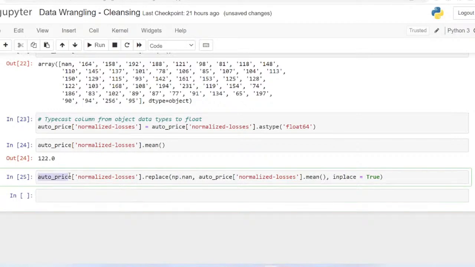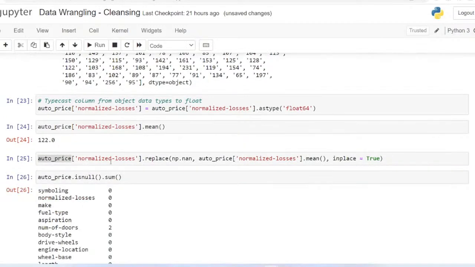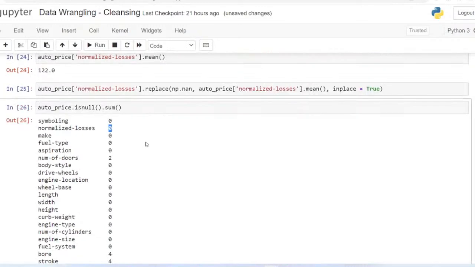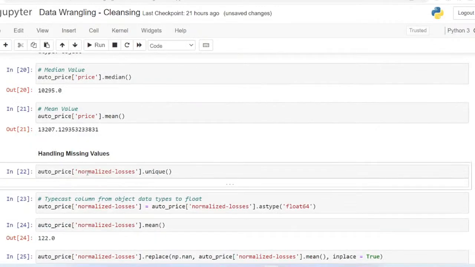So this is one way of handling the missing values. How do we check whether our missing values are targeted well, whether they are replaced or not? isNull.sum. isNull.sum is returning zeros in this case. Normalized losses from 42 is now changed to 0. That was our target goal in this case.